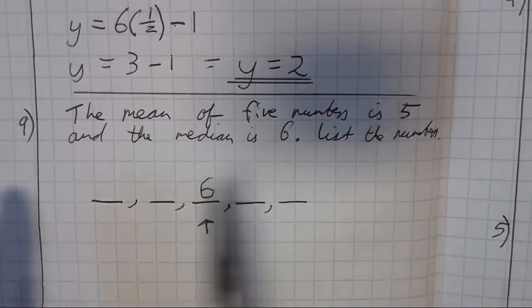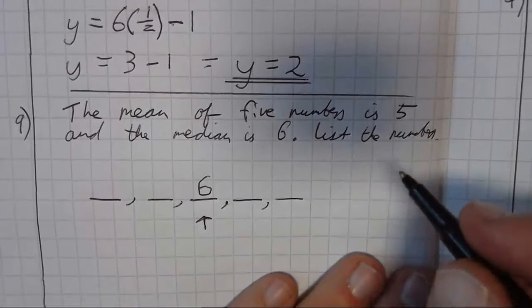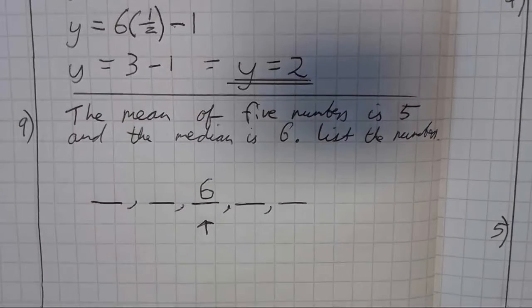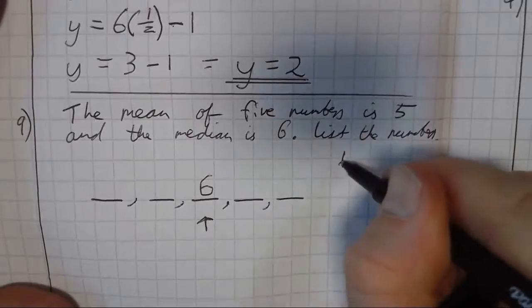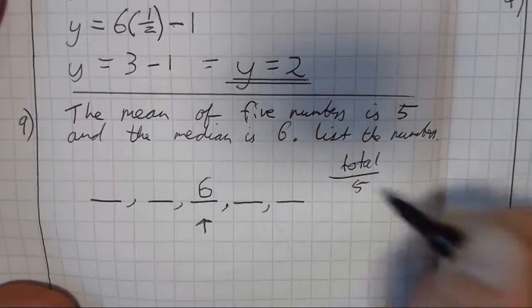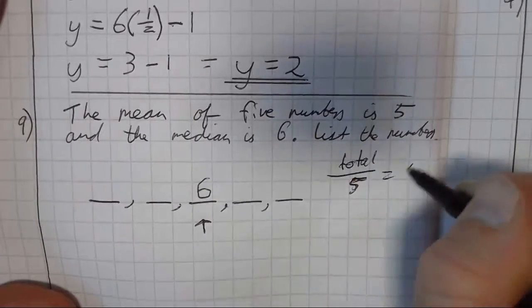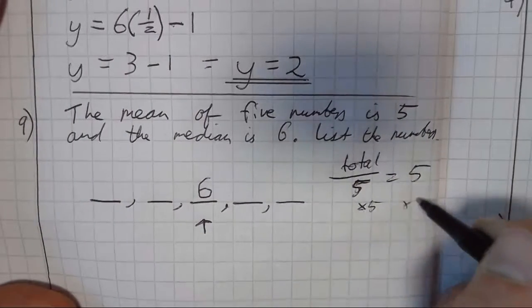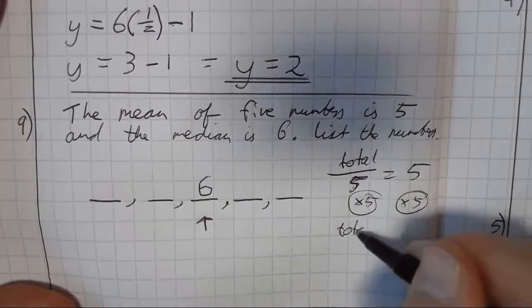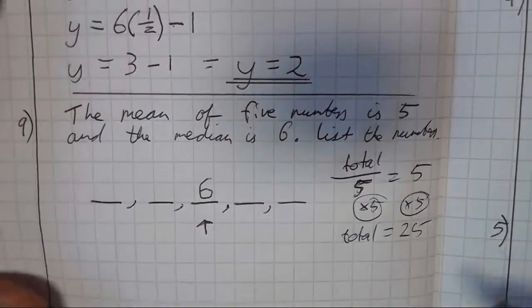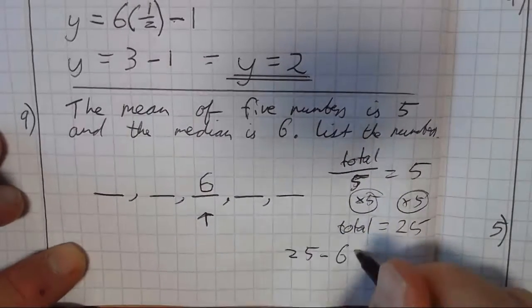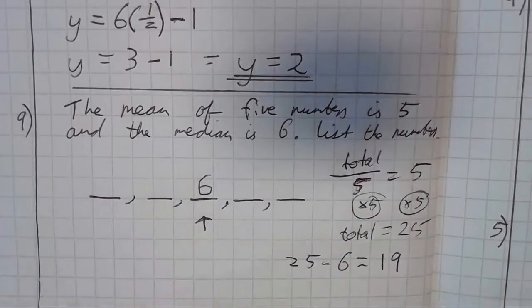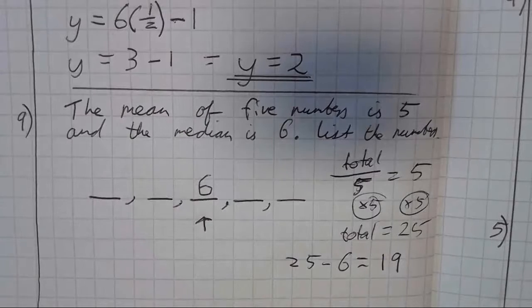So the next part, the mean of 5 numbers is 5. I've got that 6 in place to start with. The mean is the total divided by 5, how many numbers I've got, and that's going to give me 5. So if I times both sides by 5, my total is 25. How much have I got left to share? 25 take away the 6 I've got already leaves 19 to share out amongst the other 4 numbers, which is why I can have lots of different answers.